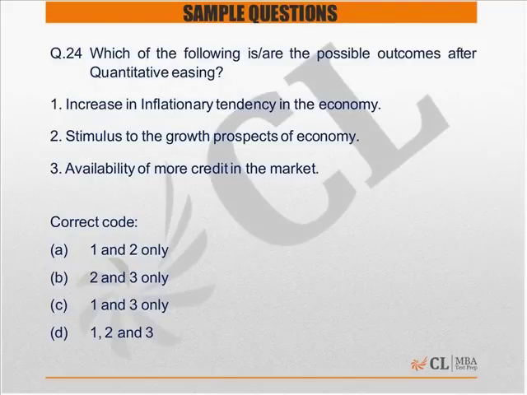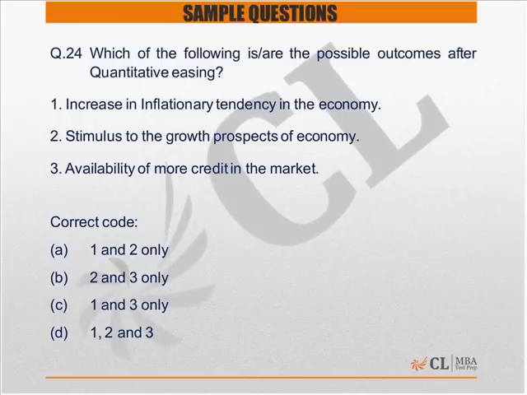An unconventional monetary policy in which a central bank purchases government securities or other securities from the market in order to lower interest rates and increase the money supply. And when the supply of money increases, automatically inflation occurs. Hence, the possible outcomes after quantitative easing are increase in inflationary tendency, stimulus to the growth prospect of economy, and availability of more credit in the market. All are correct.